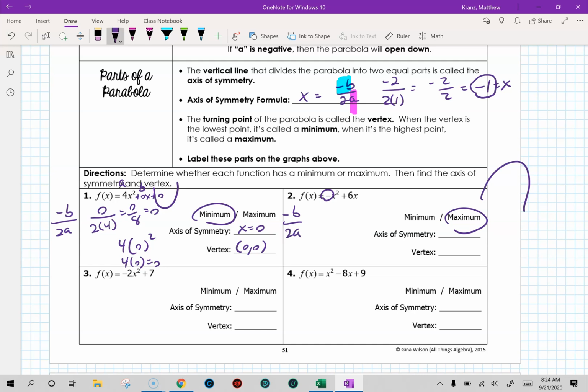So our b is 6. So -b would be -6 over 2 times a, which is -1, because that's a negative. So that's -6 over -2, which is 3. So our axis of symmetry is x equals 3.